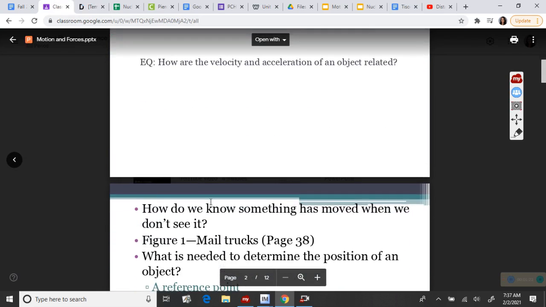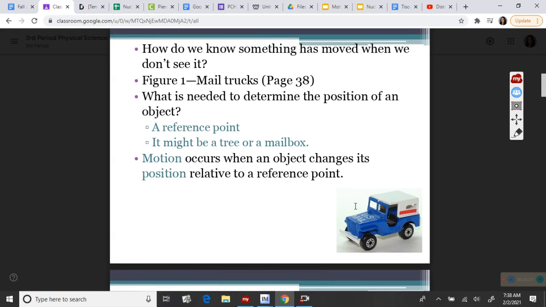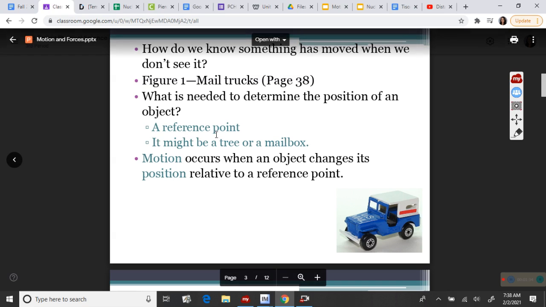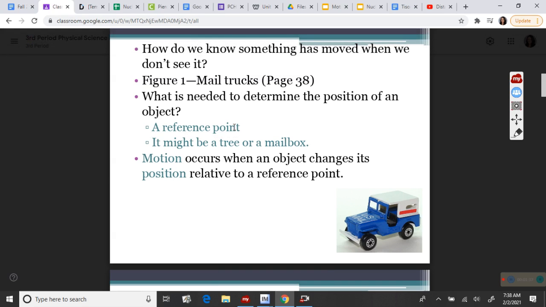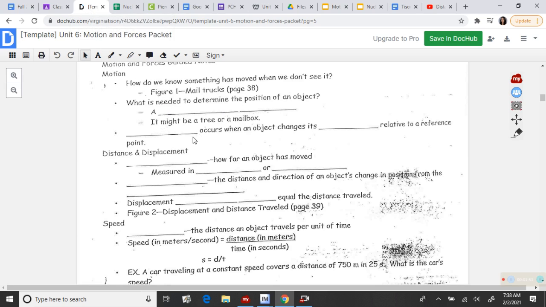Okay, so let's look at this. How do we know that something has moved when we don't see it? If you see a mail truck outside your house and then you look outside 10 minutes from that time and it's somewhere else, you know that it's moved because we have a reference point, something that we use to determine the position of. If your friend is standing next to you and they're standing next to someone else, you are the reference point. They are no longer where they were. And motion occurs when an object changes its position relative to a reference point. So you need a reference point. And movement occurs when an object changes its position relative to a reference point.